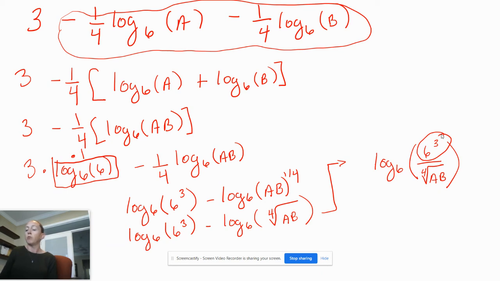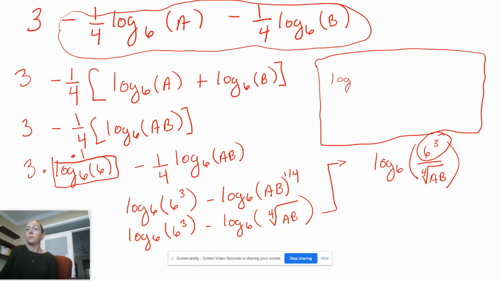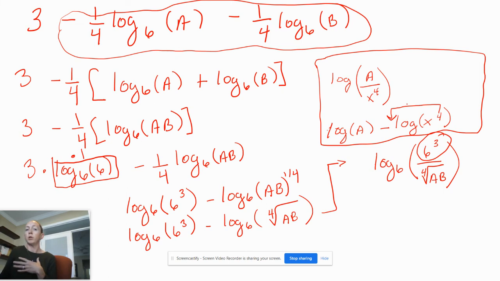So hopefully you found that helpful. As for the other question that was most missed, it had to do with expanding a log, right? So if I give you a log and I give you, let's say, a over x to the fourth, I can expand that by doing log of a minus, right? Because the division is subtraction, log of x to the fourth. And then I can use that fourth power and I can bring it in front. So it's kind of the reverse of what we just did.